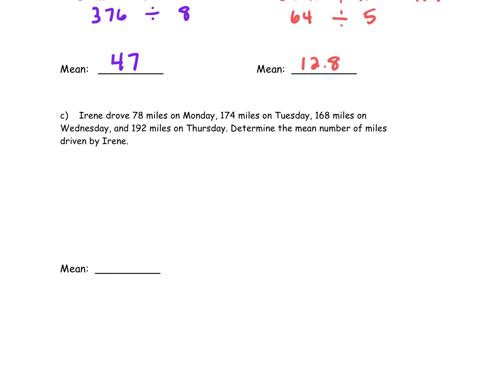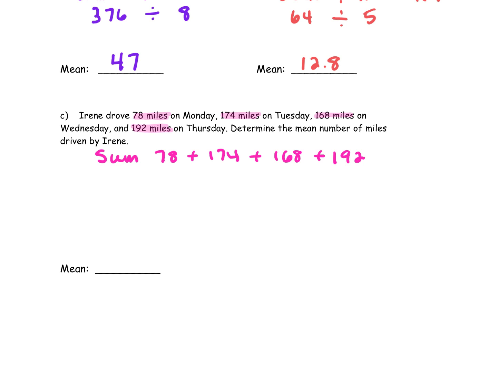So let's start first by highlighting the information that they gave us. On Monday, she drove 78 miles. On Tuesday, 174. Wednesday, 168, and on Thursday, 192. So we're going to start by finding the sum, and we're going to add 78 plus 174 plus 168 plus 192. And I'm going to have you pause this video.